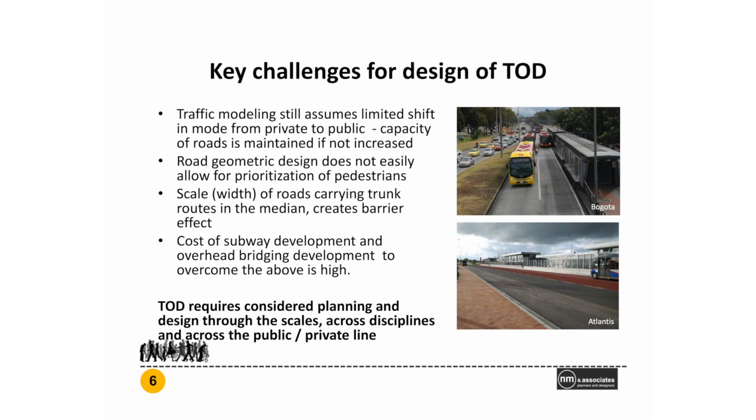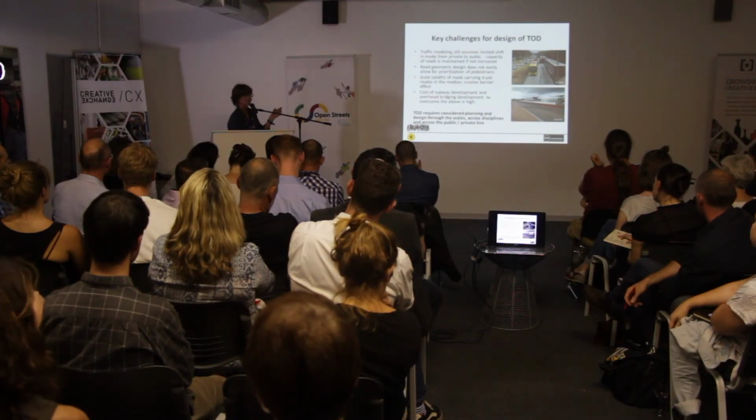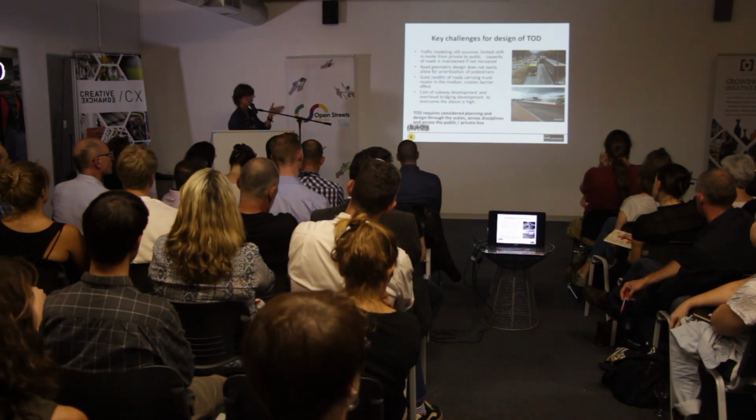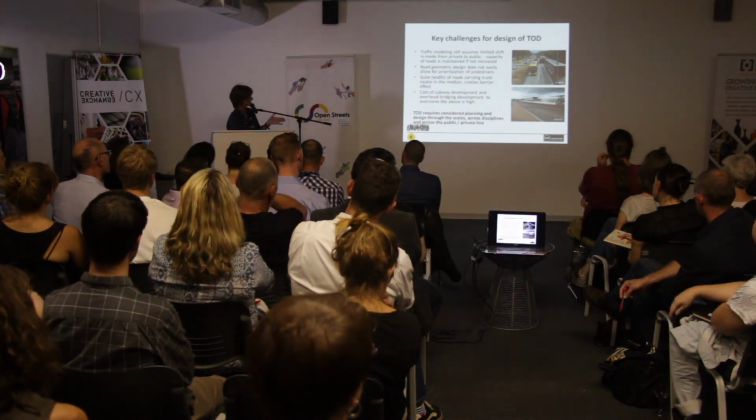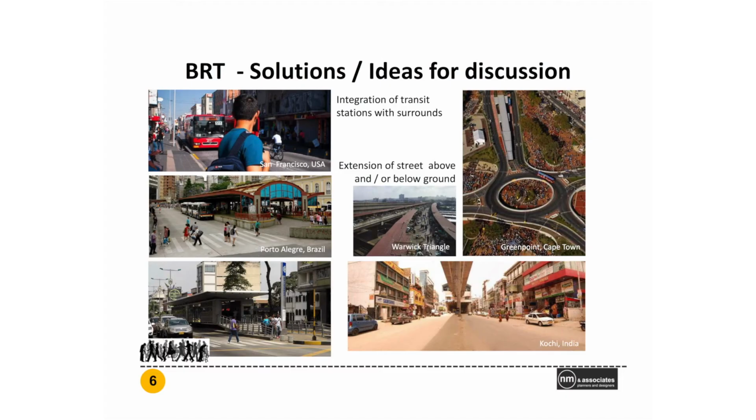And I think that just in closing, it's a difficult job, but I think us as built environment professionals, including traffic and planning and design, need to really apply our minds in a very considered way through the scales, across the disciplines, and across that public-private line. So in other words, the interface between the urban block and that street network, which is absolutely critical. And just to leave you with maybe some images that will spark conversation.